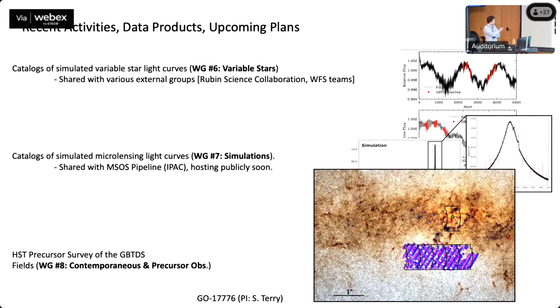One that's kind of close to me: I'm a co-leader on Working Group 8, which is simultaneous and precursor observations of the GBTDS fields. I'm leading a pretty large Hubble program that's ongoing right now in cycle 32 and early next year in cycle 33, taking many hundreds of small HST field images to cover quite a large majority of the GBTDS, the Roman fields, at least the 5 connected fields, not the GC. If you want to ask about the GC, I can explain why later.